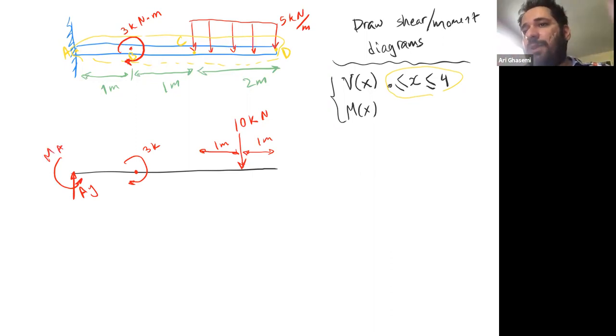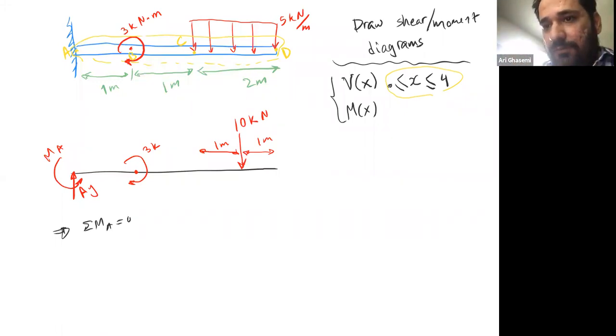Okay, that's your complete FVD. Now go ahead and write the equation. Summation of moments about A is 0. It's going to give you MA, negative 3K, negative 10K times 3 is equal to 0.